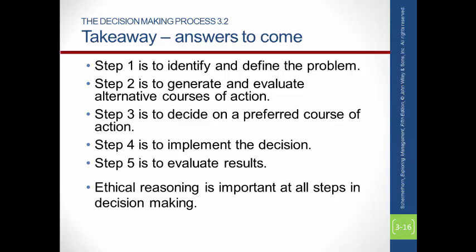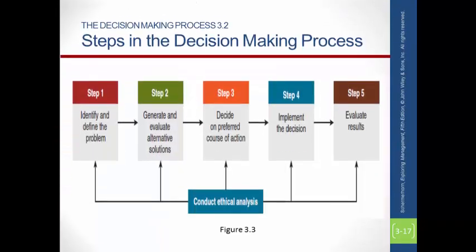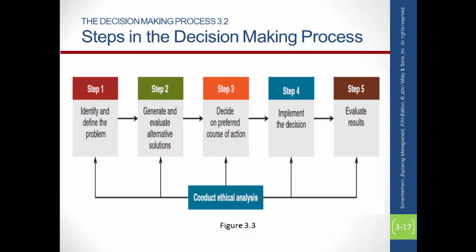When it comes to problem solving, we need to identify and define the problem, generate and evaluate alternative courses of action, decide on a preferred course of action, implement the decision, and evaluate the results. Ethical reasoning is important in all of these, and we looked at ethics in our last chapter. So from a visual standpoint, here's how we go through those steps, and you can see that the ethical analysis is part of each and every step in the decision-making process.